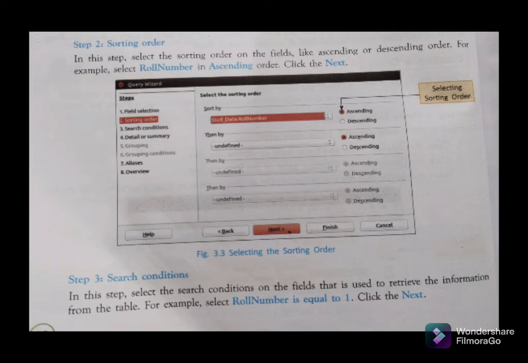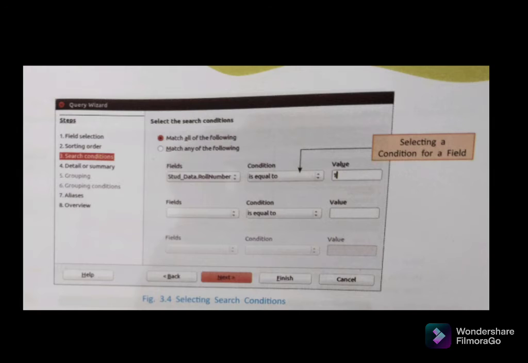Here, for example, select the roll number that is equal to 1. Then click the next button. Step 3, search condition, is shown in Figure 3.4, selecting search conditions.